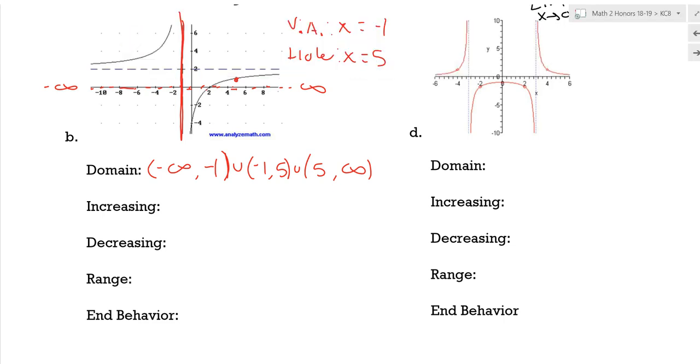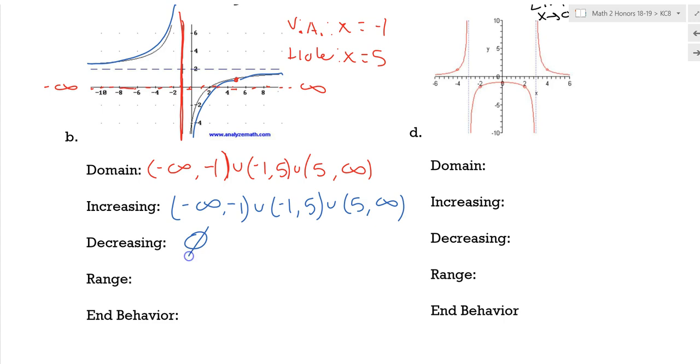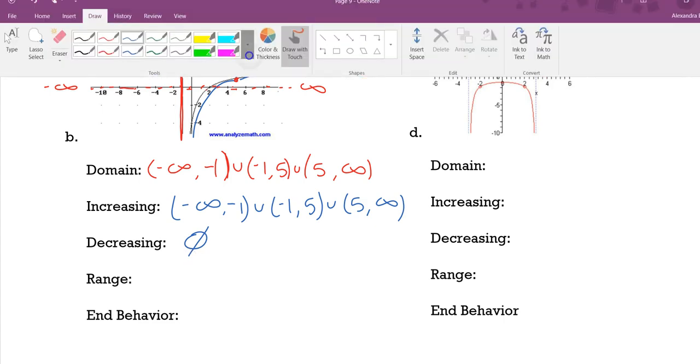So looking at the different pieces, -infinity to -1, that's going up. -1 to 5 is going up. 5 to infinity, it's still slightly going up, right? So it's not going up a lot, but it is going up. So all of those are increasing, meaning our decreasing is our empty set.